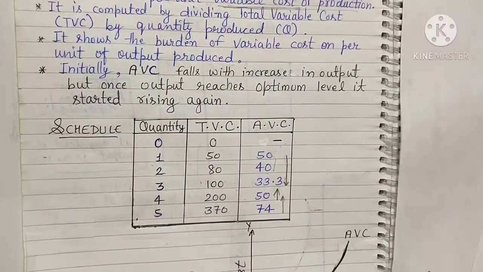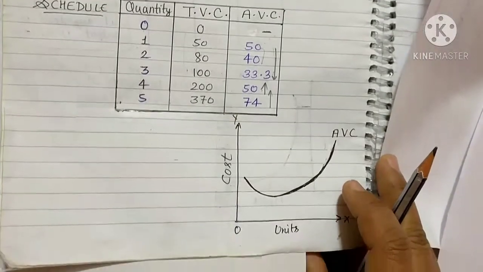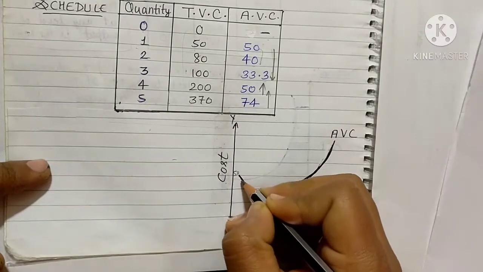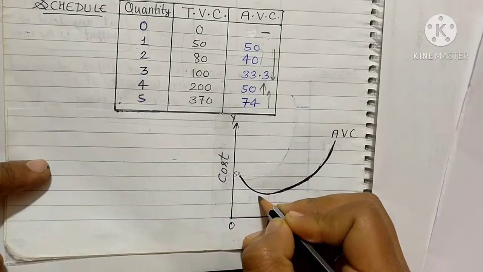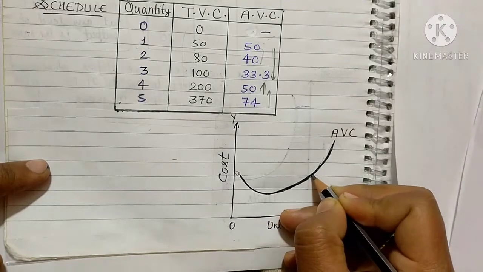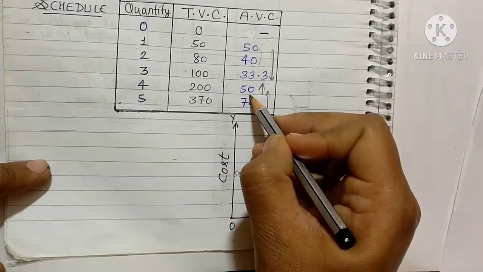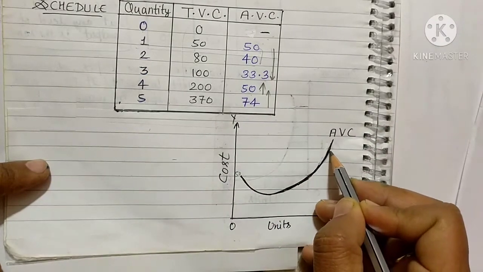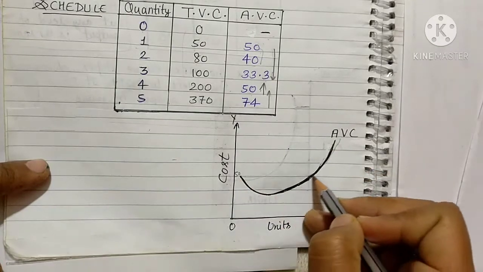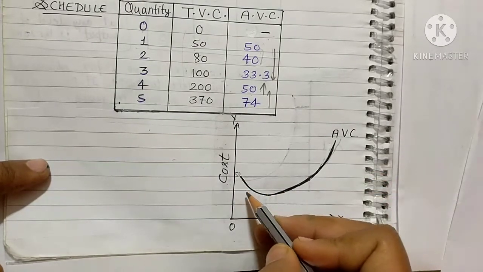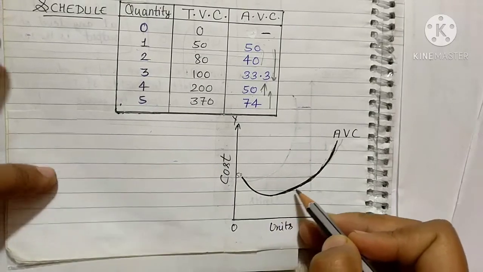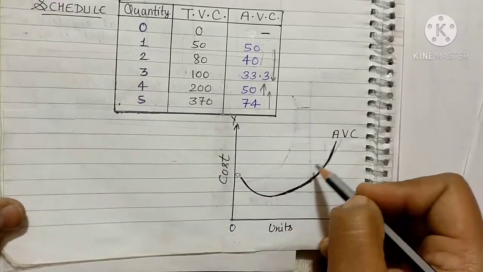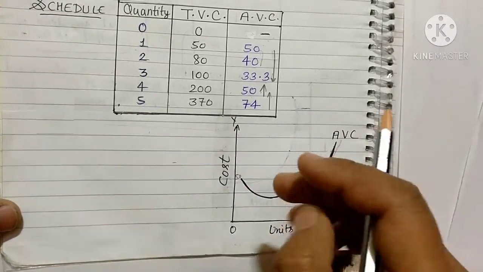So we can see this diagram here, the AVC curve. Initially it started from 50, then falls, and then again starts increasing. It came to 50 again at this point, and then keeps rising. So average variable cost starts by decreasing, and at some point it comes up and then starts increasing again. That is called the AVC curve. It is like a U curve, U shape. We are calling it a U-shaped curve also. Remember, U-shaped curve.